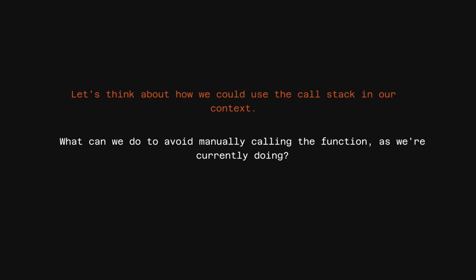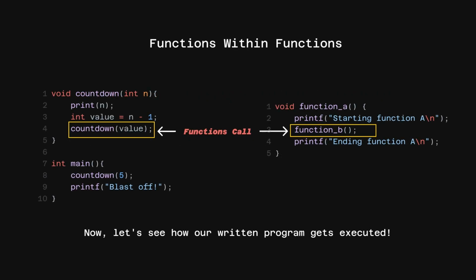Now let's think about how we can use the call stack in our current context. We know that during function execution, any new function call is placed onto the call stack. Can you exploit this behavior to our benefit? This code probably looks somewhat familiar.